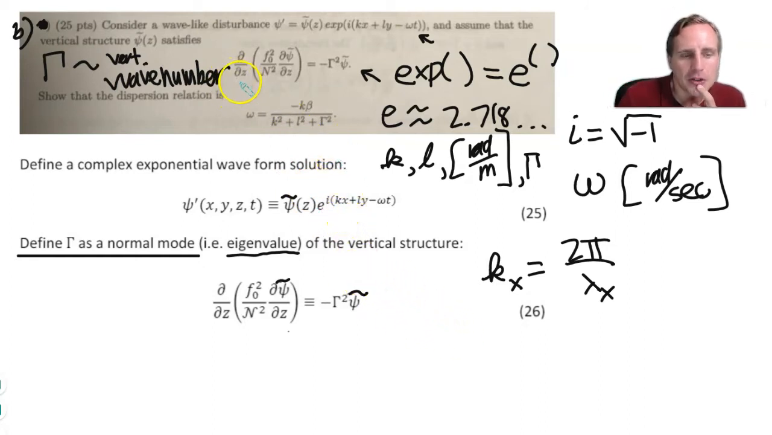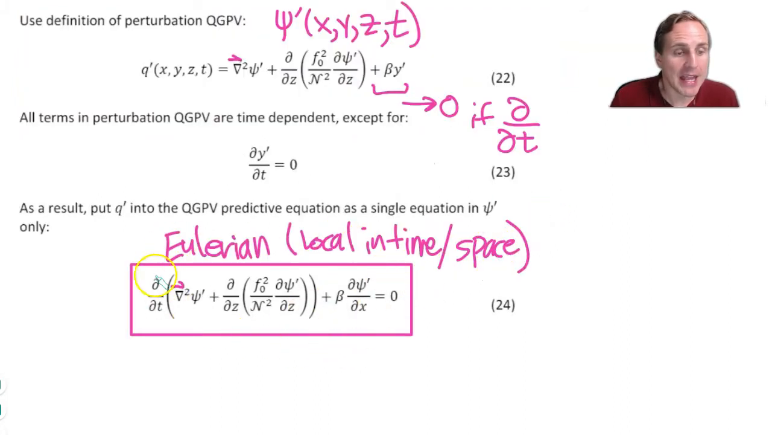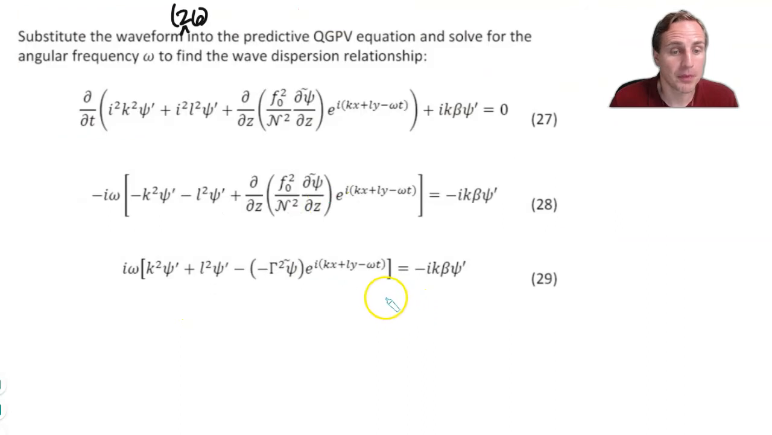Let's think about how we're going to do this. Well, what we're going to need to do is use this wave-like disturbance, namely equation 25, and we're going to need that in the Quasi-Geostrophic Potential Vorticity predictive equation. We're going to need to insert that for psi prime. So let's see how that's done. Substitute the waveform, which is equation 25, into the predictive Quasi-Geostrophic Potential Vorticity equation, which was equation 24, and solve for the angular frequency omega to find the wave dispersion relationship.